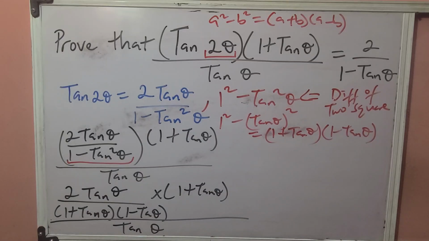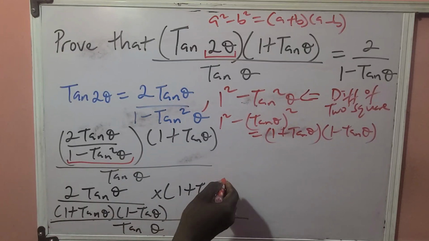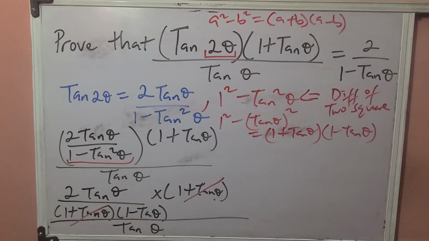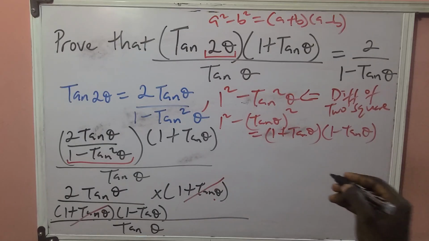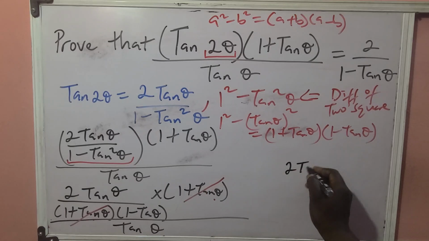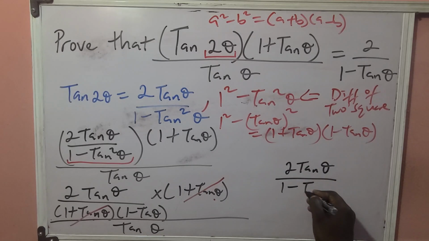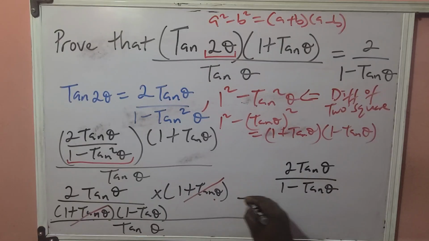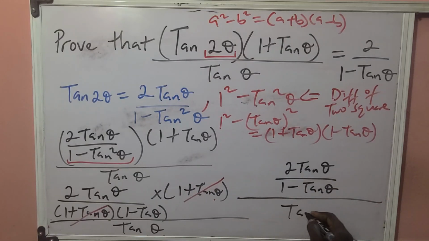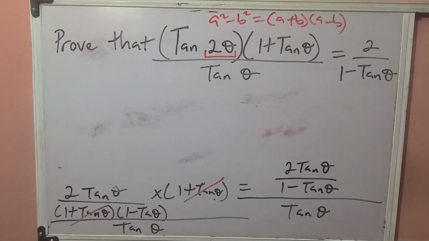So from what we can see here, I'm sure you can identify that we have 1 plus tan theta here and 1 plus tan theta here. Easily this can cancel this. So what we'll be left with will be 2 tan theta over 1 minus tan theta, then everything over tan theta. So we can go on then to resolve this much more easily.